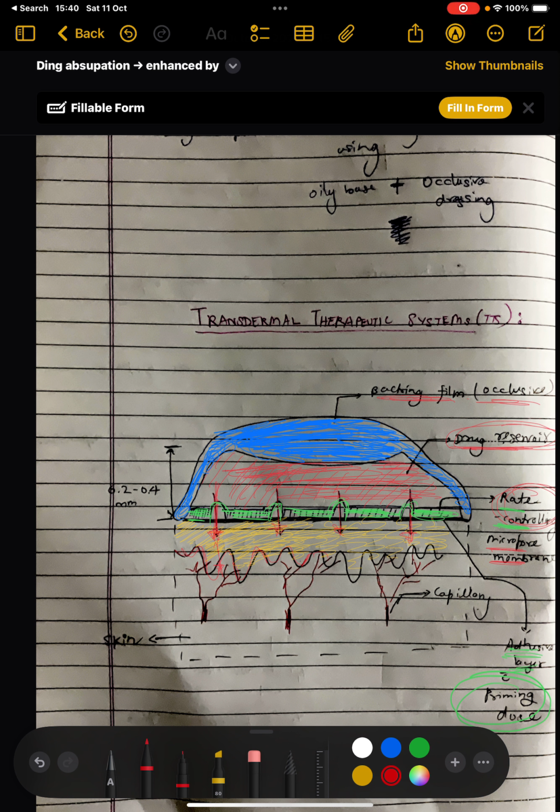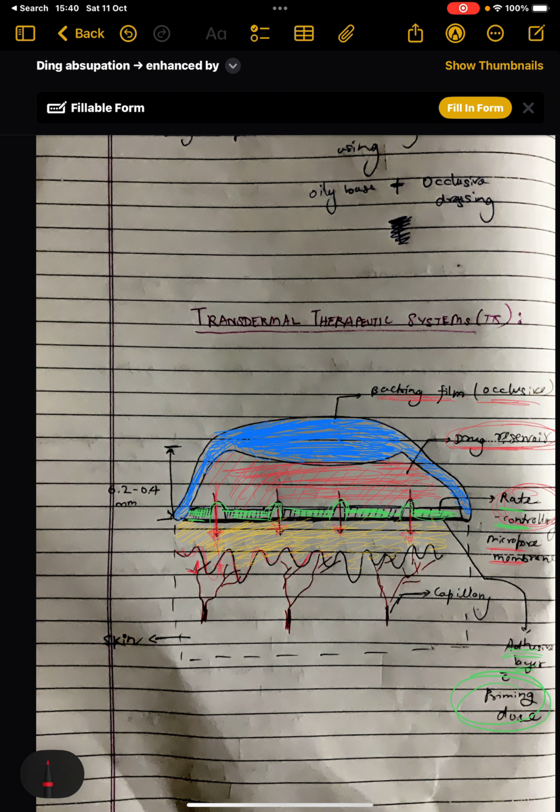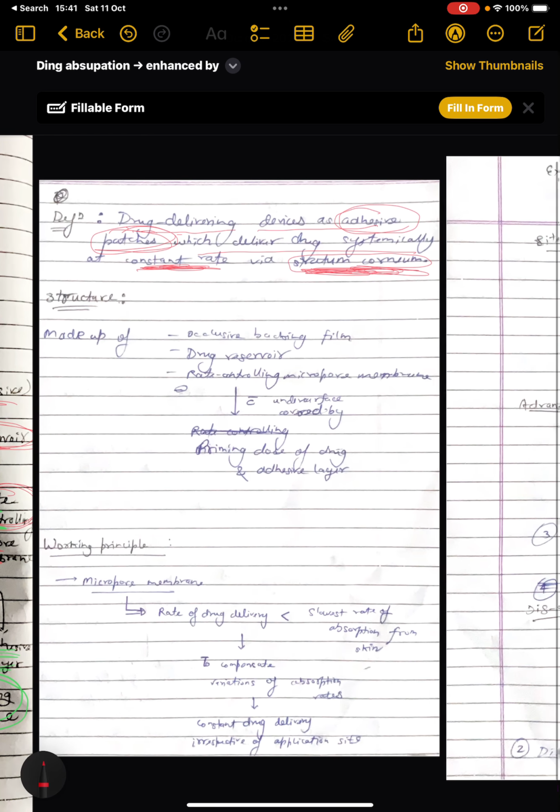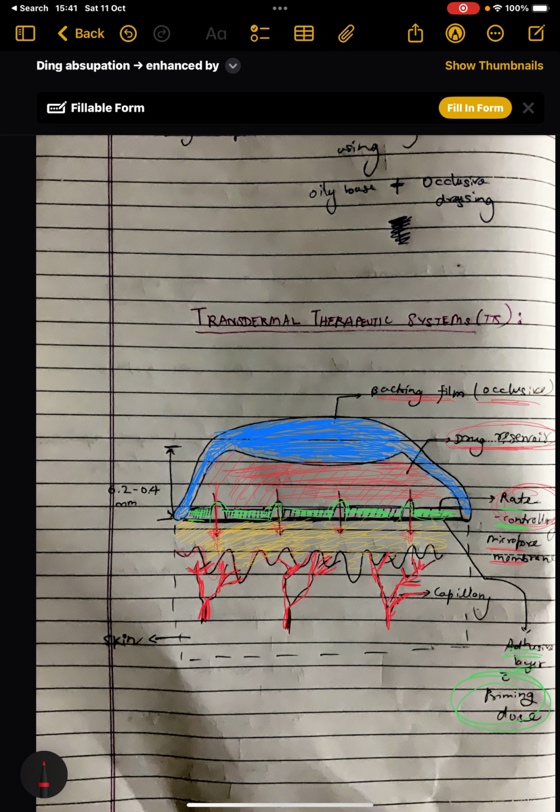And what else do we see in this diagram? You can see that there you have these capillaries, which are responsible for the systemic flow of the drug. Okay, now this is the structure.